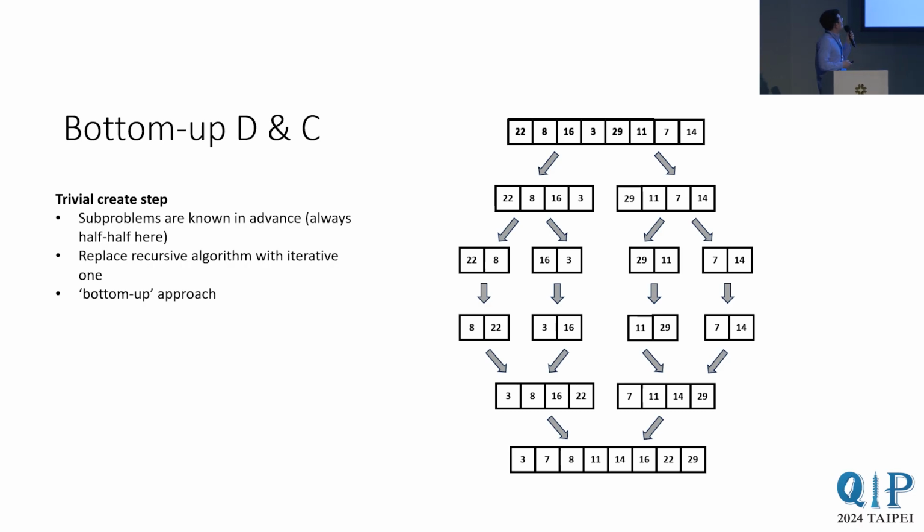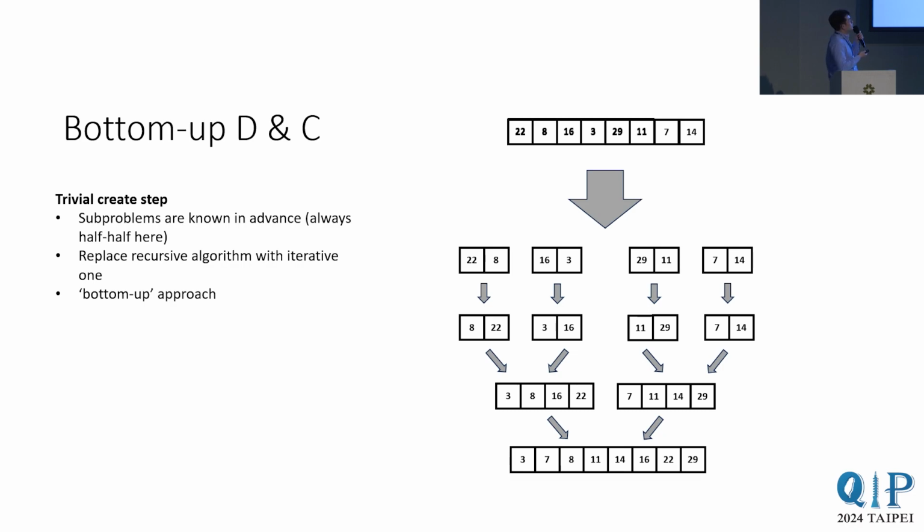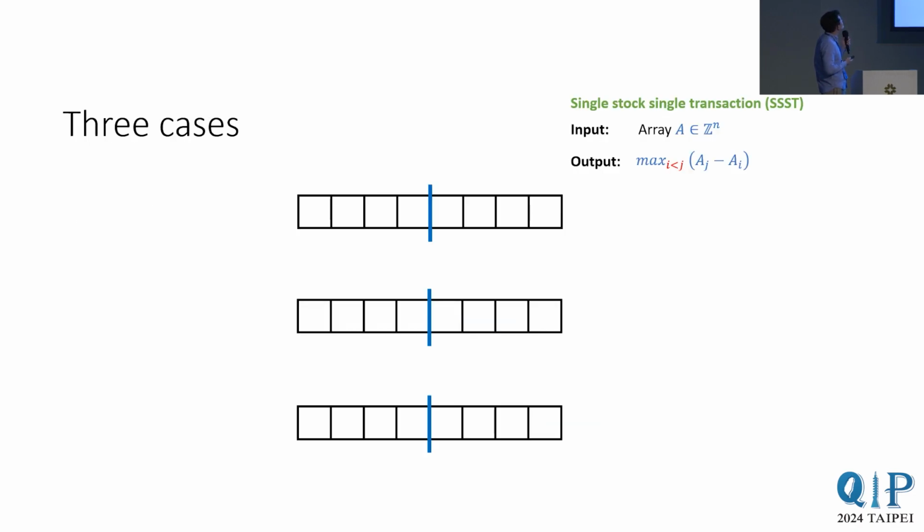As we can see, at the beginning we already know how to divide the problems. So in some sense, the subproblems are known in advance. We don't need to consider these things again because we know how to do it. That's why we consider maybe we can replace the recursive algorithm with an iterative one. We can directly run the algorithm from the bottom to the top, so we call it a bottom-up approach. But it's not always the case, only for the trivial create step.